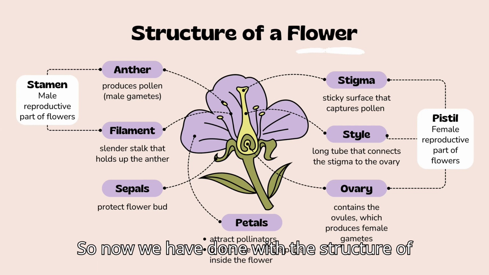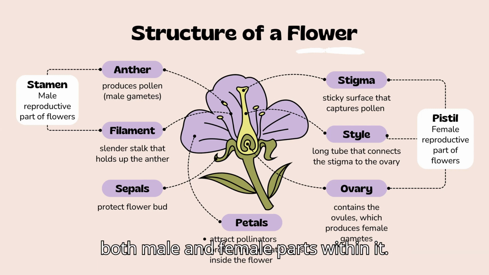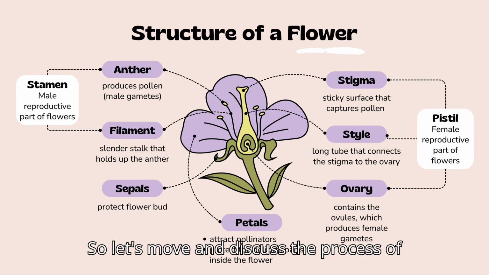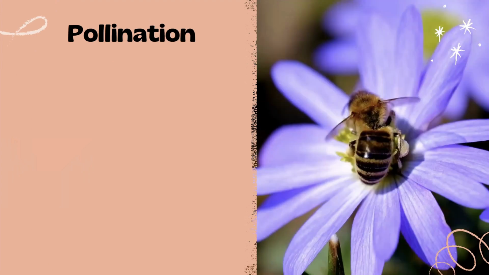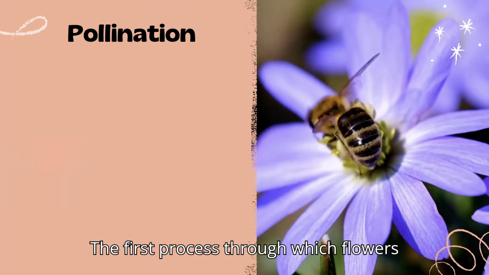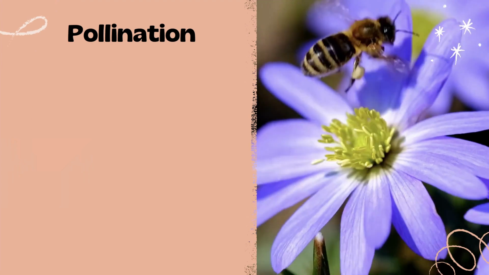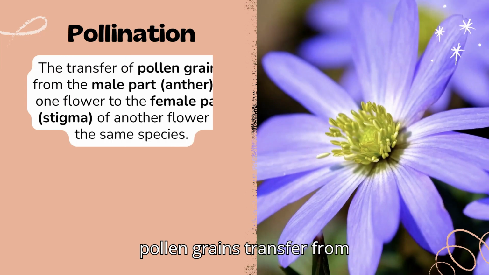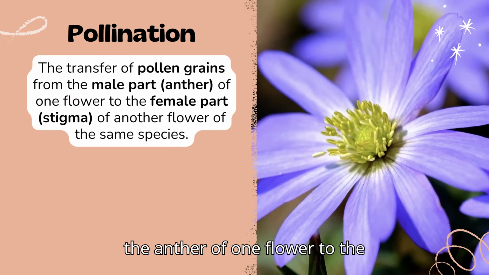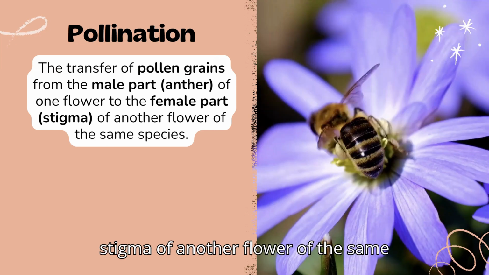So now we are done with the structure of a flower, and we know that the flower has both male and female parts within it, so let's move on and discuss the process of pollination. The first process flowers go through to reproduce is pollination. In the process of pollination, the pollen grains transfer from the anther of one flower to the stigma of another flower of the same species.